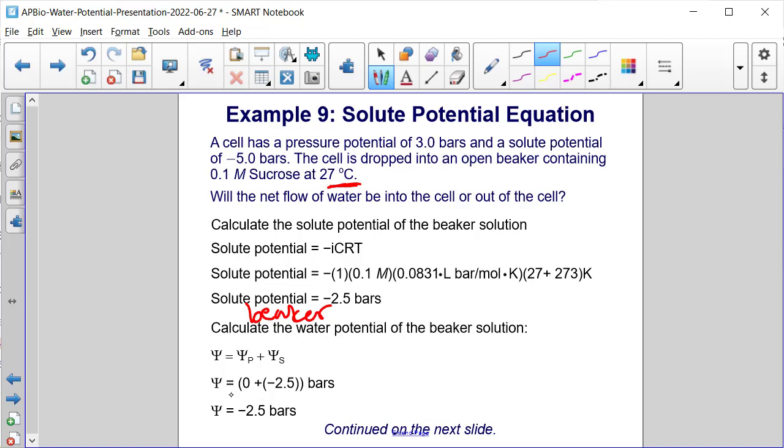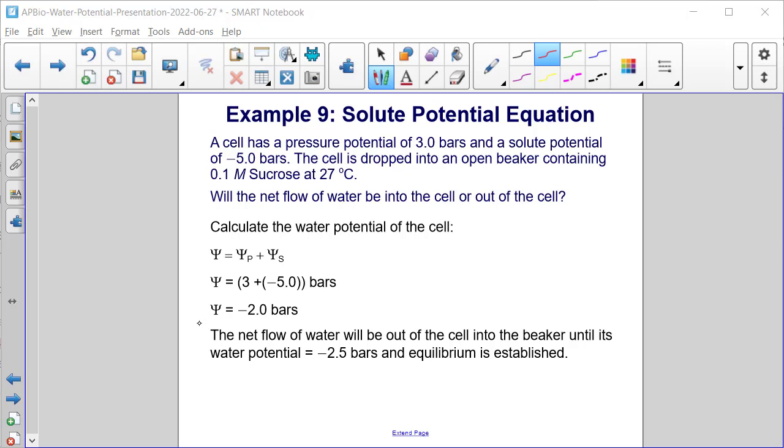Now let's compare this overall water potential with that of the cell that's dropped into the beaker. So here's the water potential of the cell. It's the pressure potential, which is given as 3 bars, plus the solute potential, which is given as minus 5 bars. So we get an overall water potential of the cell equal to minus 2 bars.